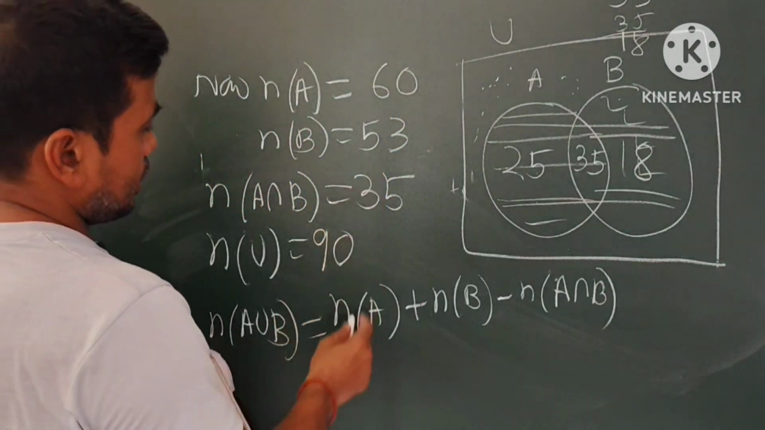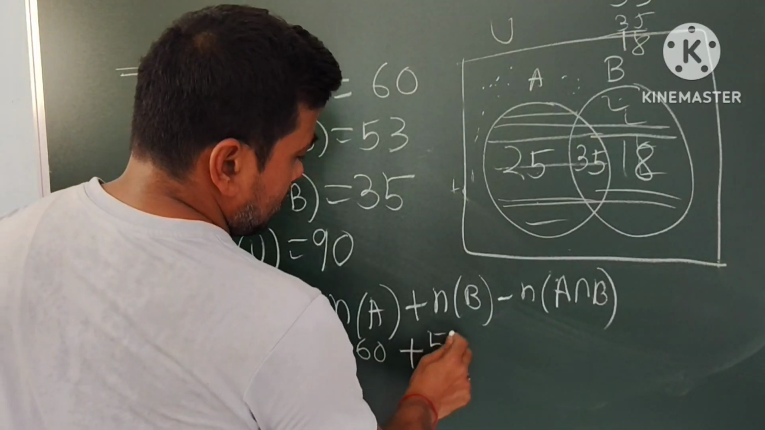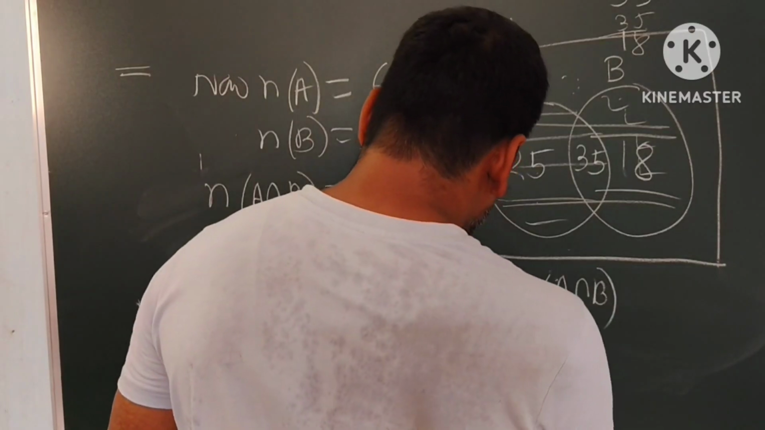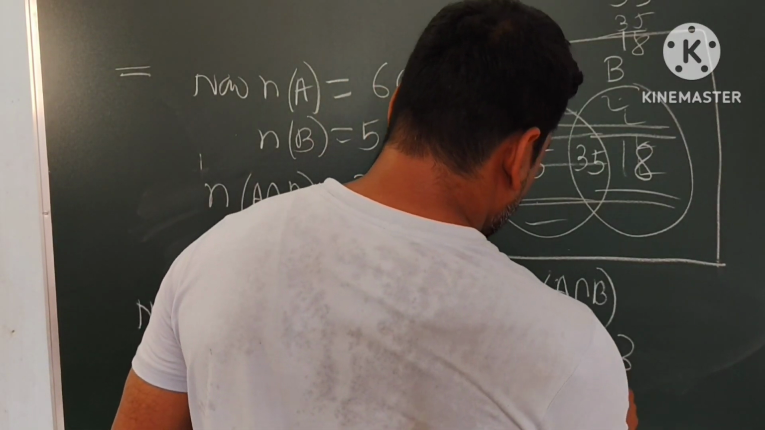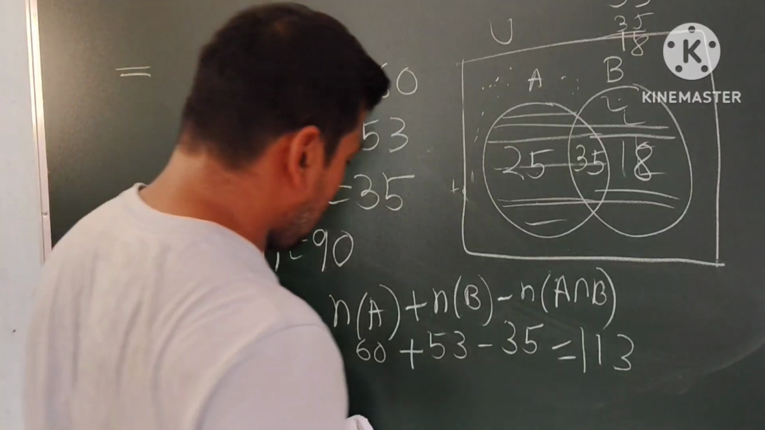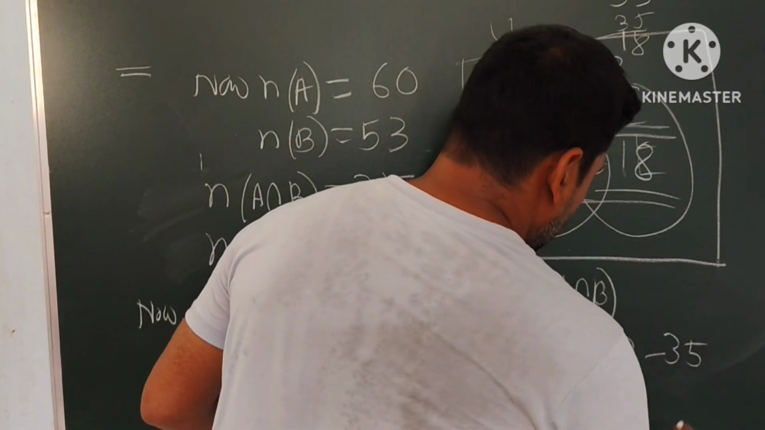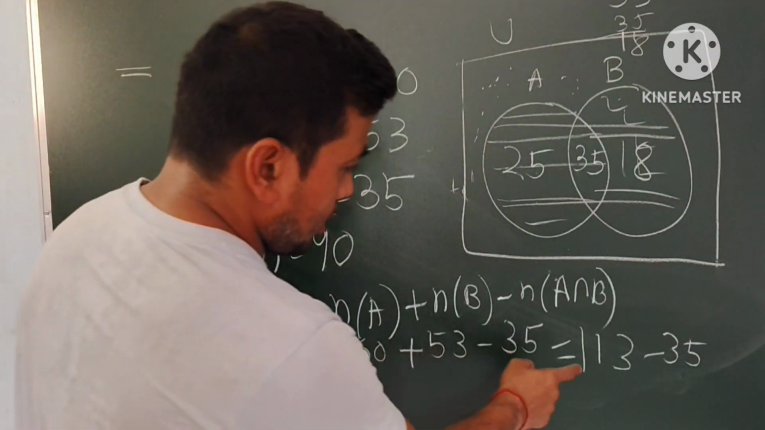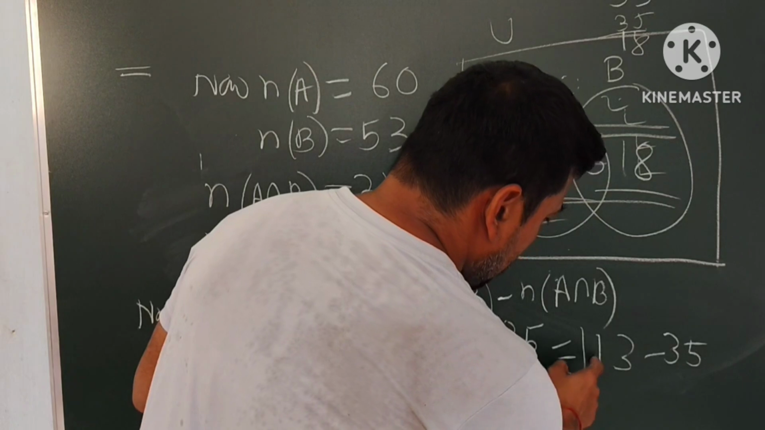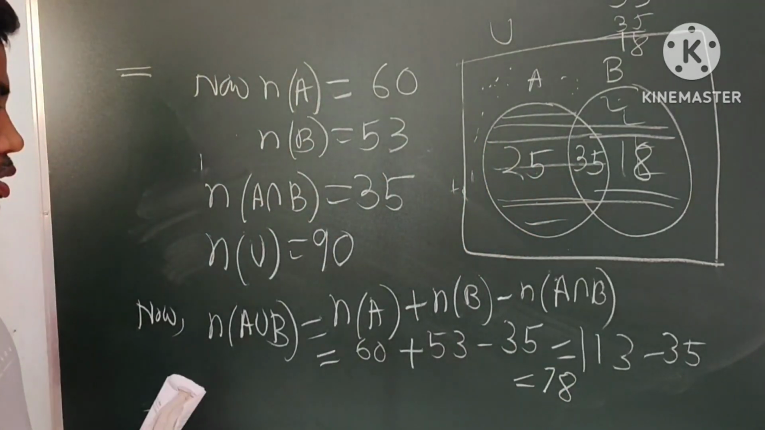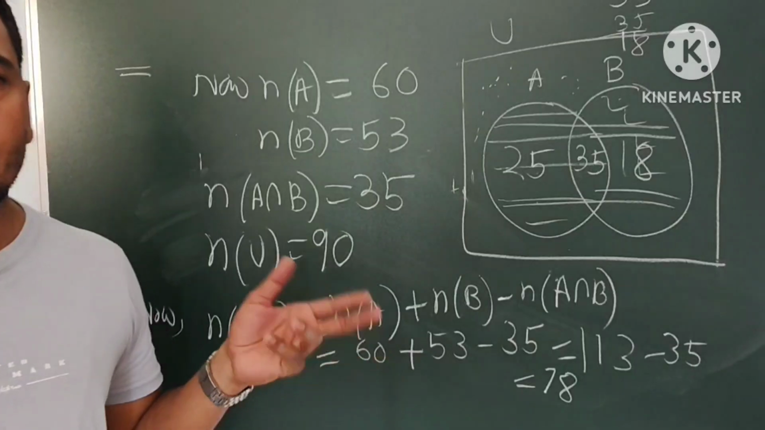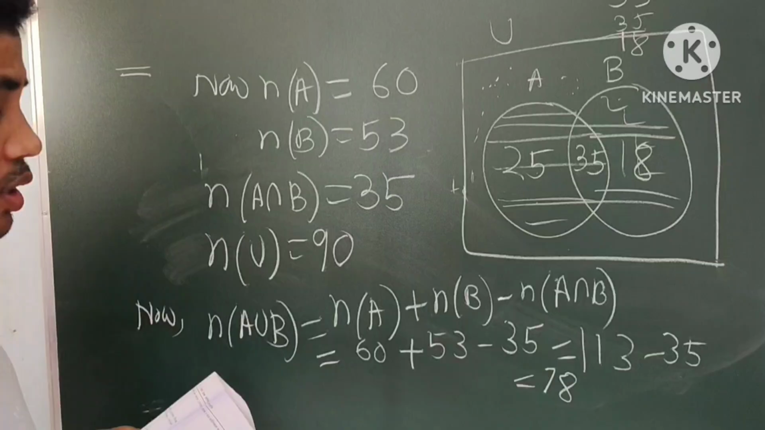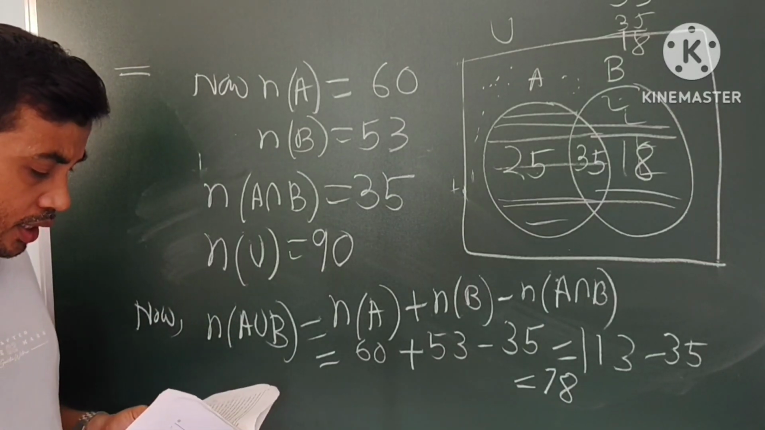So n(A) is 60, n(B) is 53, and n(A intersection B) is 35. So what we get? 60 plus 53 is 113, minus 35, which is 78. That means 78 students play at least one or both games. So in the first case we have to find how many students do not play any of the games.